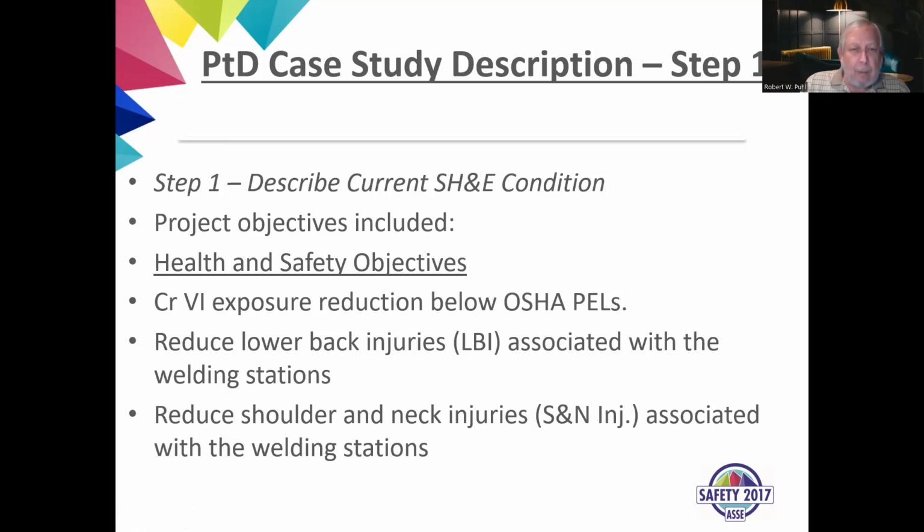So the project objectives included health and safety objectives: hexavalent chromium exposure below OSHA PELs, reduce lower back injuries associated with the welding stations, reduce shoulder and neck injuries associated with the welding stations.